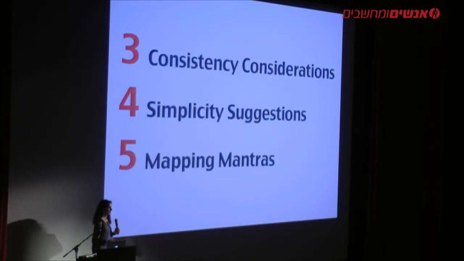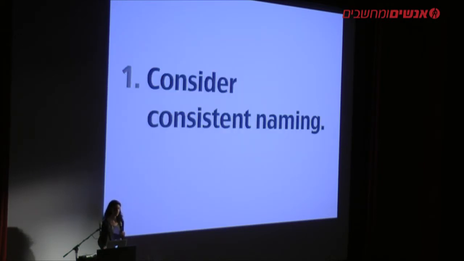So in terms of gem APIs and gem design, I'm going to go over 3 consistency considerations, 4 simplicity suggestions, and 5 mapping mantras. So keep these in mind if you're developing a gem or you're going to develop a gem. 3 consistency considerations. Consider consistent naming.